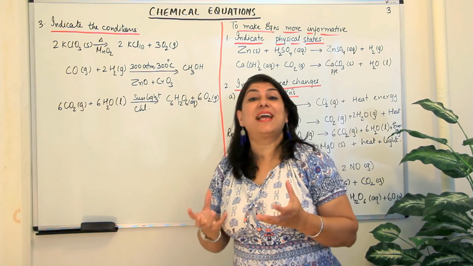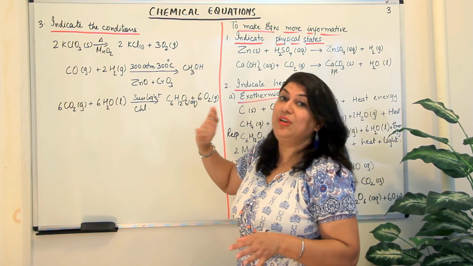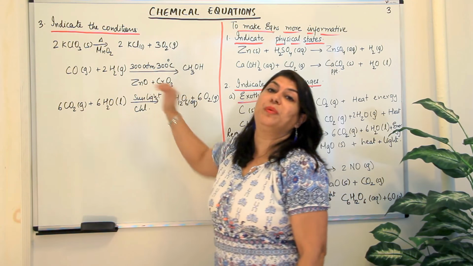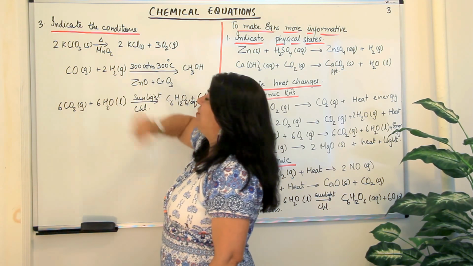So the presence of a catalyst, you cannot write it in the reactants, you cannot write it in the products. So where will you write it? You will write it above or below the arrow mark. So here we had manganese dioxide, which was a catalyst.